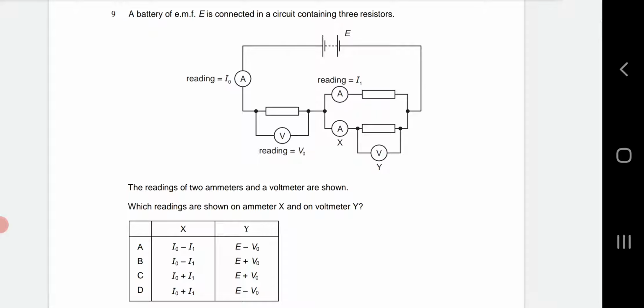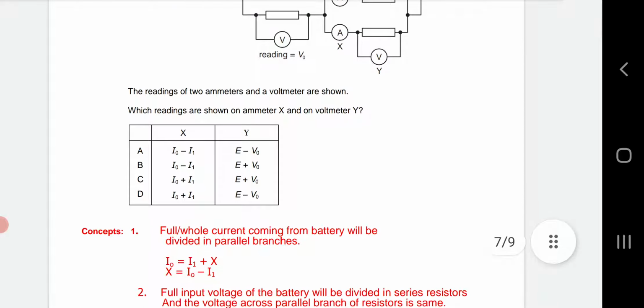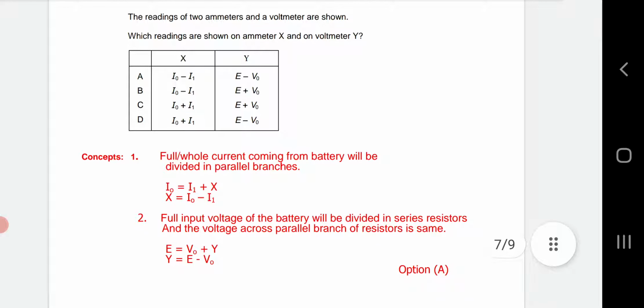Similarly, Y is the voltage drop across the parallel combination. The input voltage is divided in readings V0 and Y such that E is equal to V0 plus Y. So Y is equal to E minus V0. So X is equal to I0 minus I1 and Y is equal to E minus V0. So it is option A.